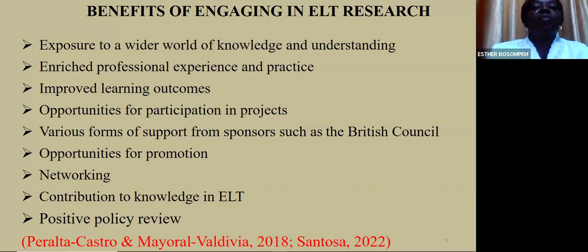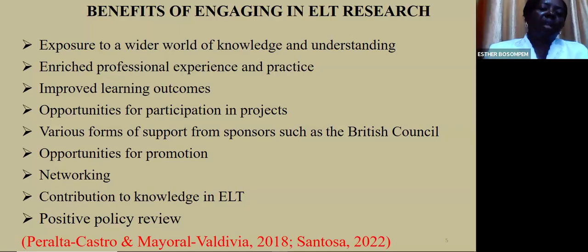Then opportunities for promotion. At our various workplaces, we have opportunities for promotion, and sometimes it doesn't come easily. It doesn't just fall on your table. You will have to work hard. And someone said that when opportunity found me, I was ready. And how can we be ready? We can be ready if we read wide, if we research to know what is going on around us, and also to improve our practices as ELT practitioners.